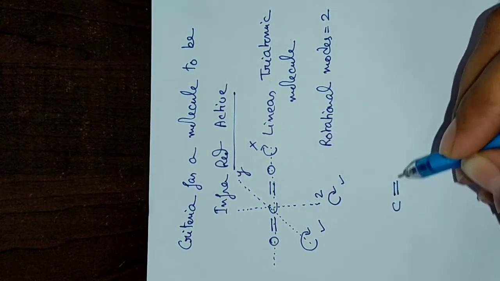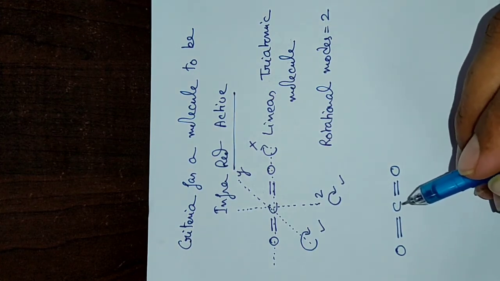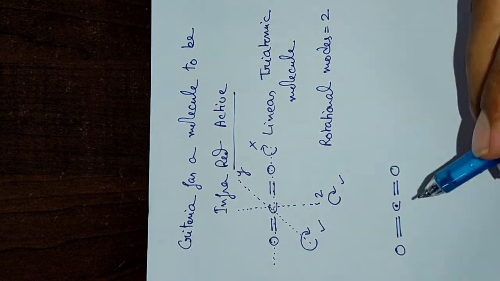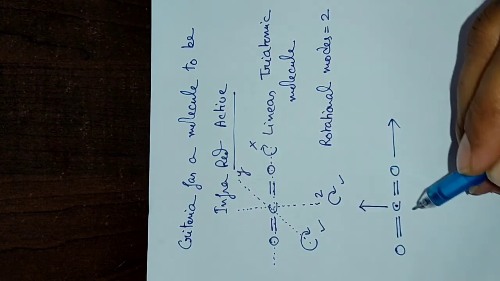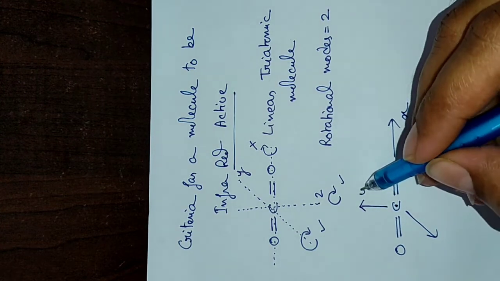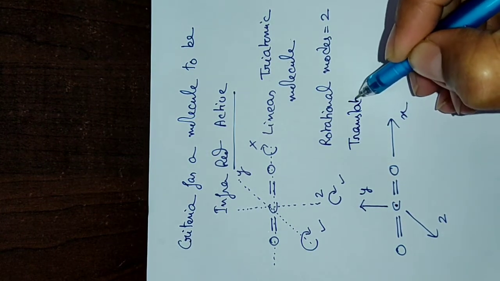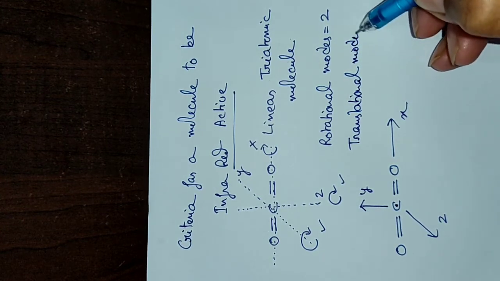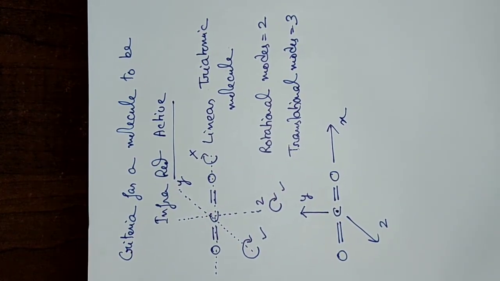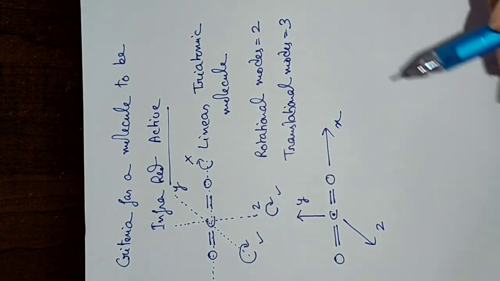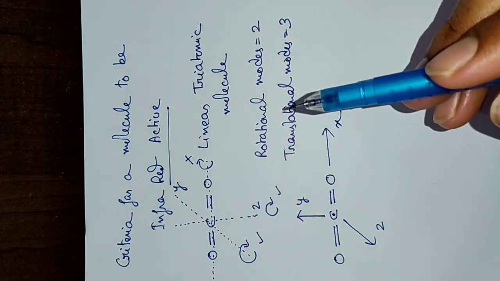Let us draw carbon dioxide again. We have to draw it a large number of times. Now the center of mass will coincide with the carbon atom and it will be able to execute translational motion in 3 directions: x, y and z. So the number of translational modes will be 3. Linear or non-linear, whatever the shape of the molecule, the number of translational modes will always be 3. In the case of rotational modes, if it is linear, then it will be 2. If it is non-linear, it will be 3.